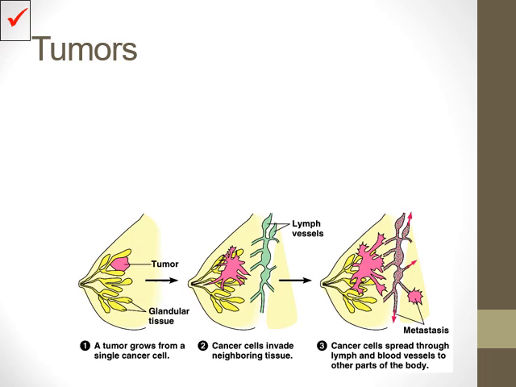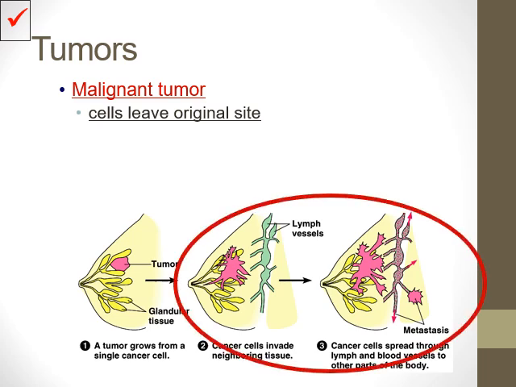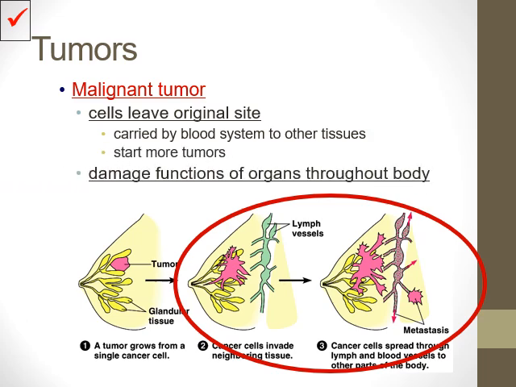The problem is when tumors go past benign and become malignant. Malignant is when the cells leave the original site and spread throughout the rest of the body, like we have here with examples 2 and 3. So no longer are the cells sitting in one specific spot. They're starting to spread throughout the rest of the body. These can be carried by blood systems to other tissues, causing more tumors to start and damaging functions of organs throughout the body.